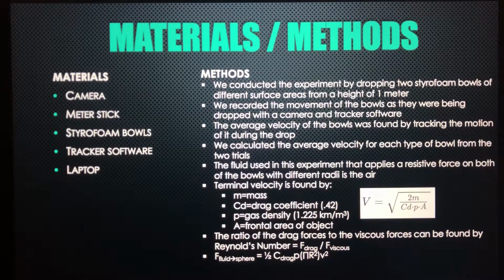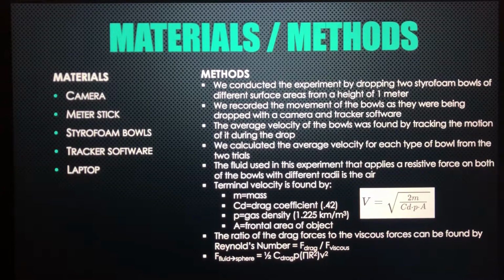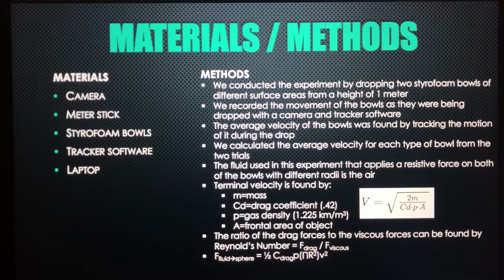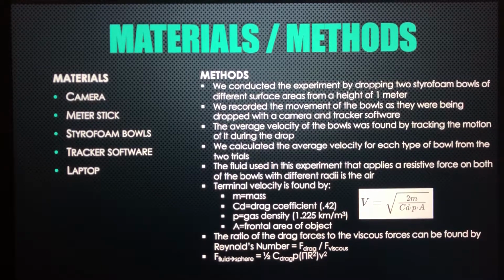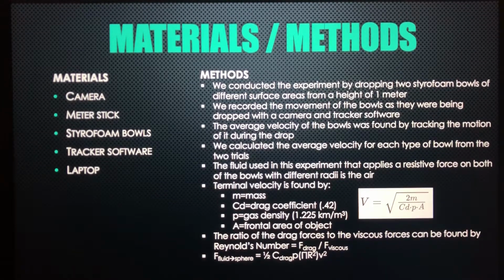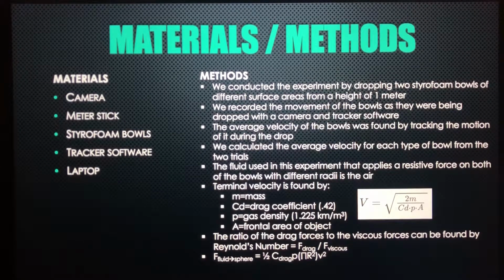So for this experiment, we used a camera, a meter stick, two styrofoam bowls, tracker software, and a laptop. What we did is we conducted the experiment by dropping two styrofoam bowls with different surface areas from a height of 1 meter. We recorded the movement of the bowls as they were being dropped with the camera and tracker software. The average velocity of the bowls was found by tracking the motion of it during the drop. We calculated the average velocity for each type of bowl from the two trials.